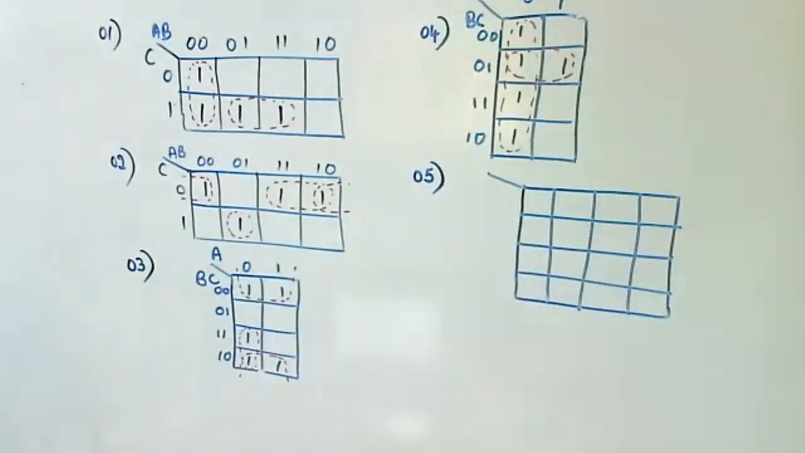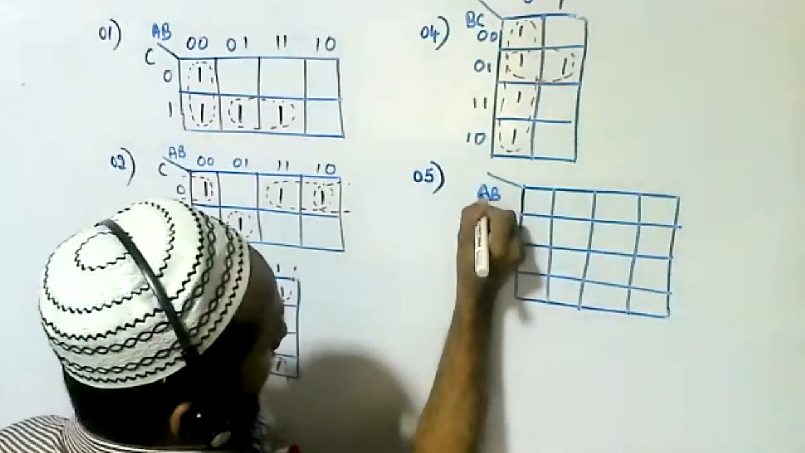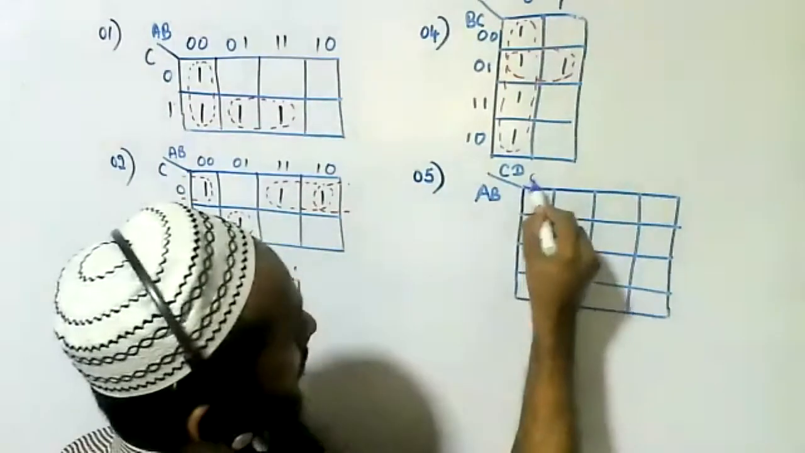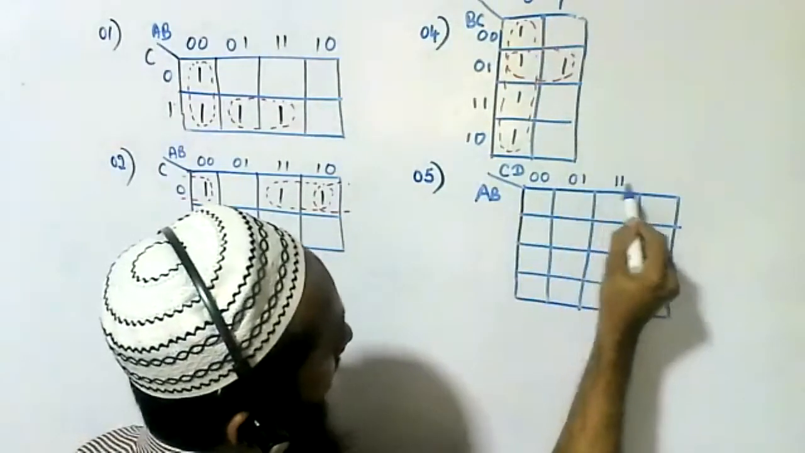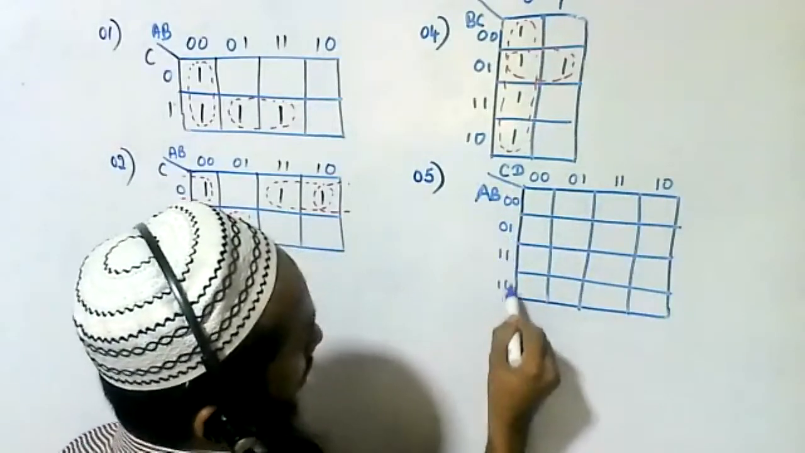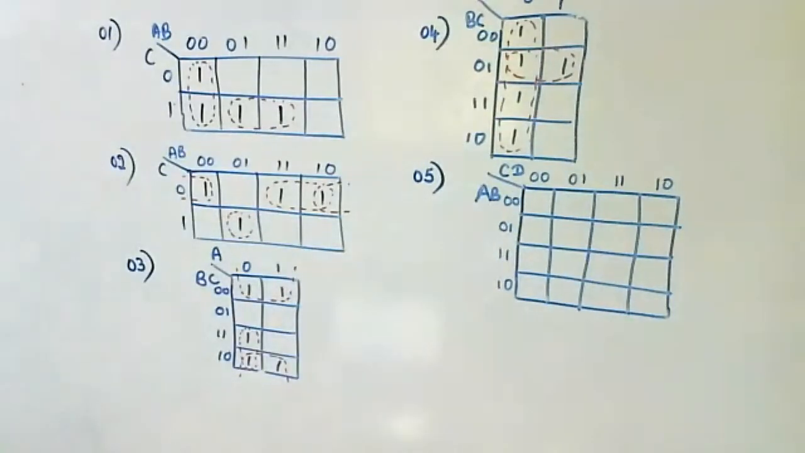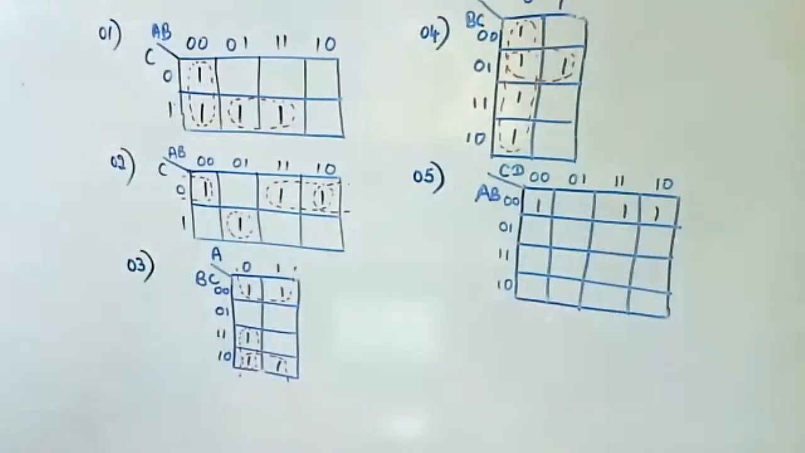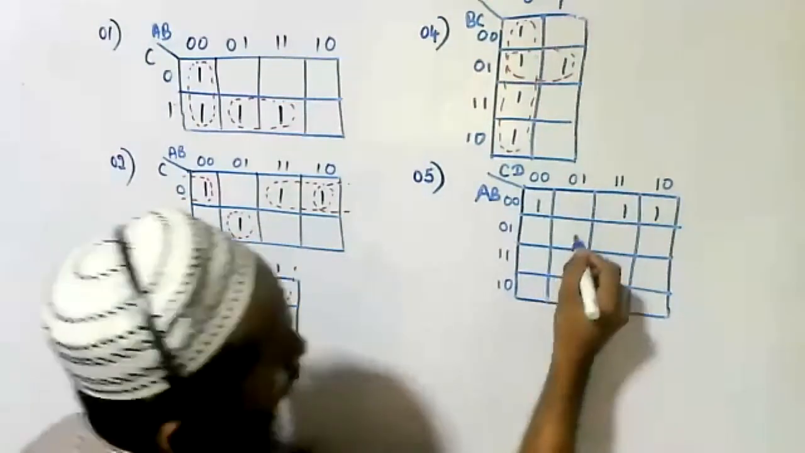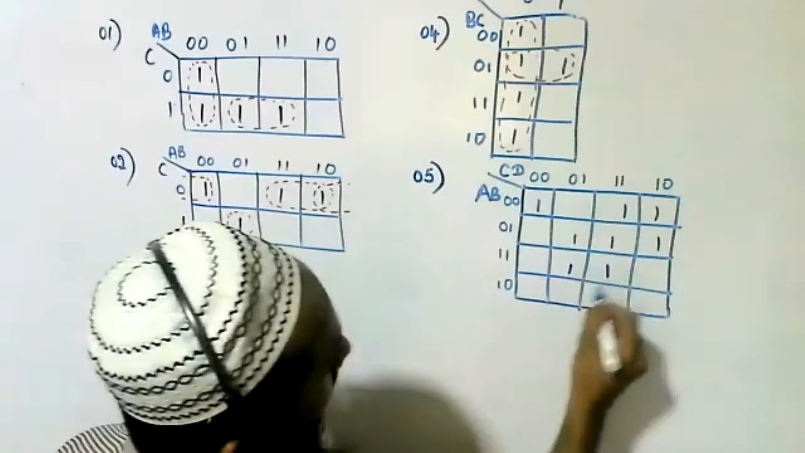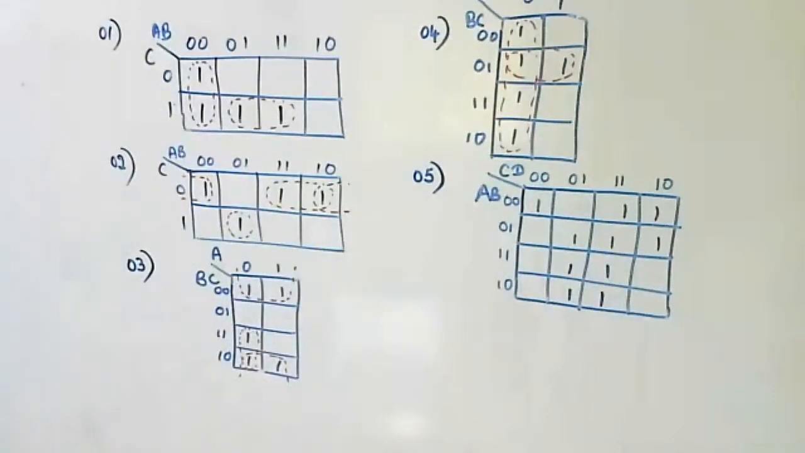I have given A B downwards, and here C D. So the column headers and row headers come like this: 0, 0, 0, 1, 1, 1, 1, 0, 0, 0, 0, 1, 1, 1, 1, 0. Right. The ones are marked like this, all of these are ones, right? But we'll see how we can group them.